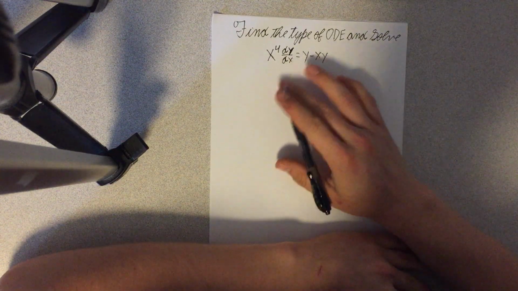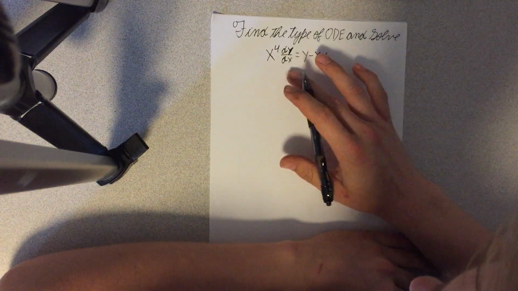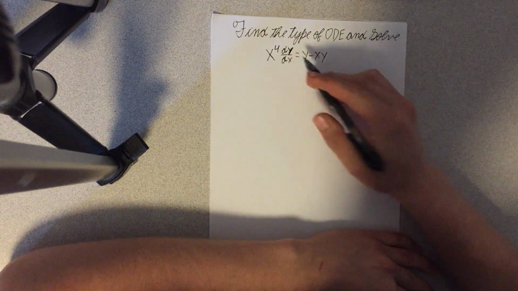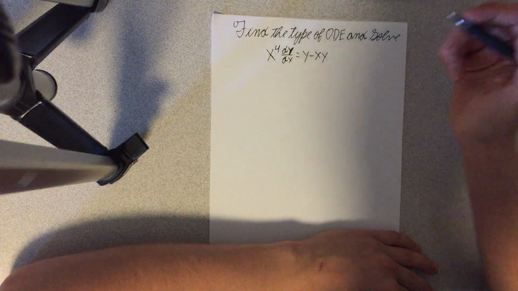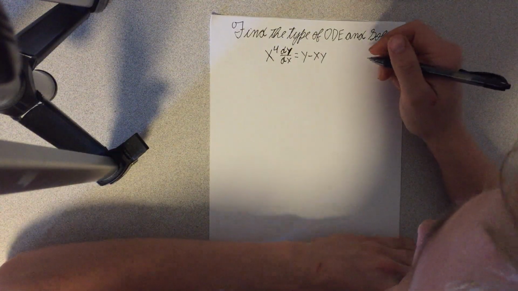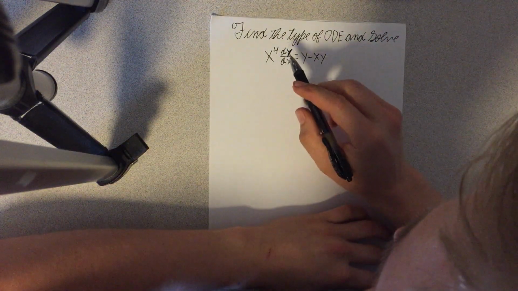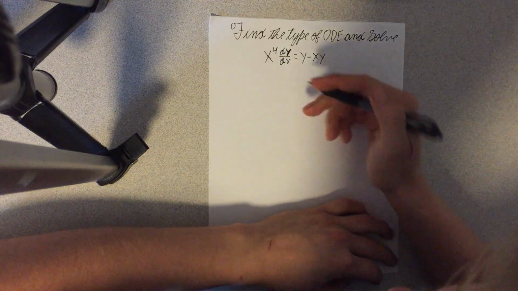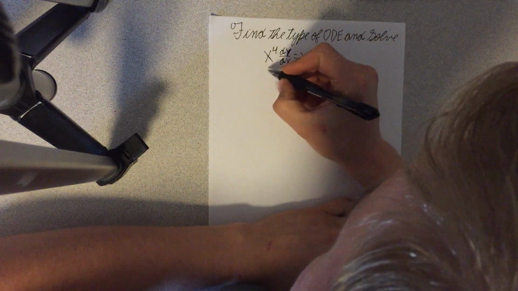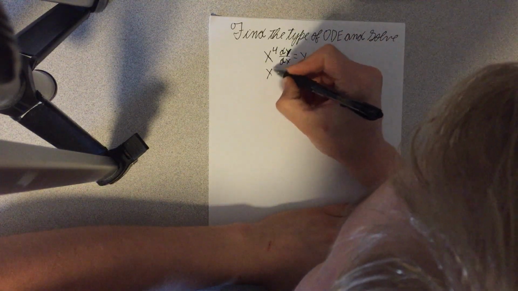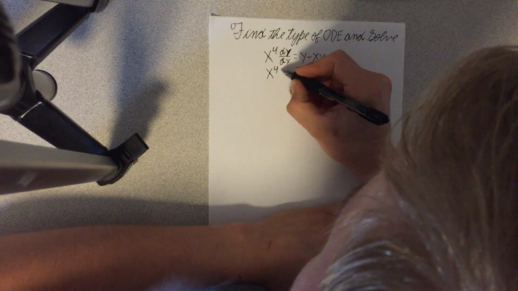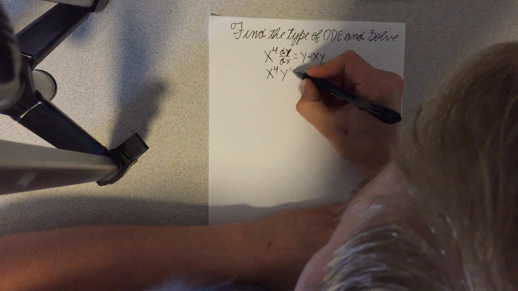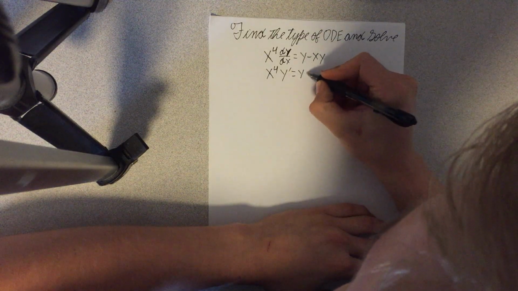I'll talk about how you know whether it's a variable separable in a second, but first we're going to talk about determining the type of differential equation we have here. Now, to make it easier to see, I'm going to write this in a different notation using primes. So x to the fourth, this, by definition, is equal to y prime, and then the rest just stays the same.